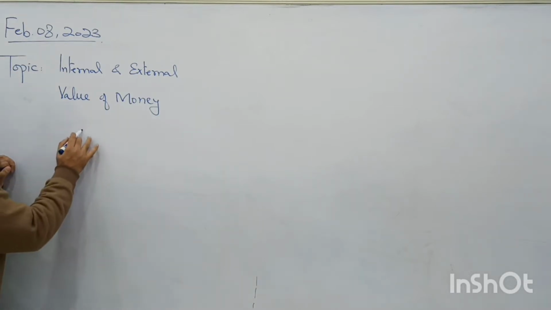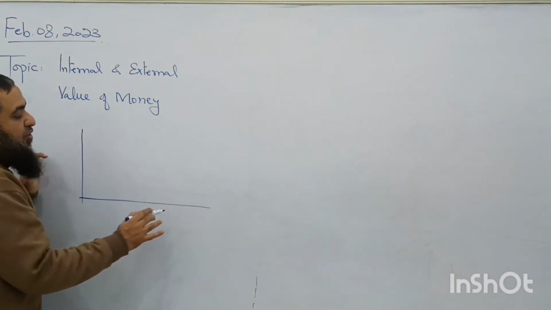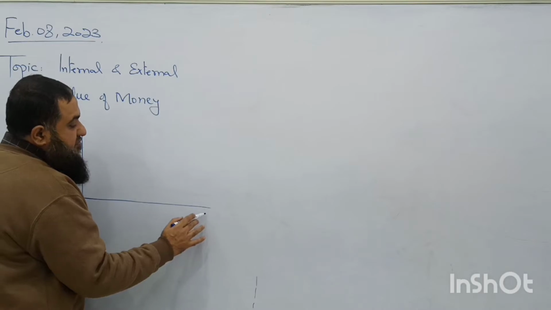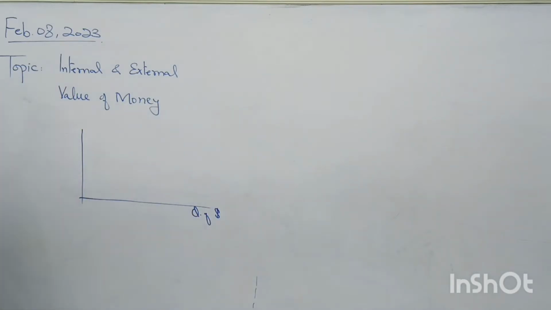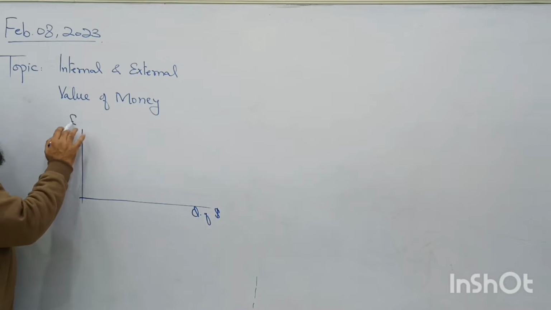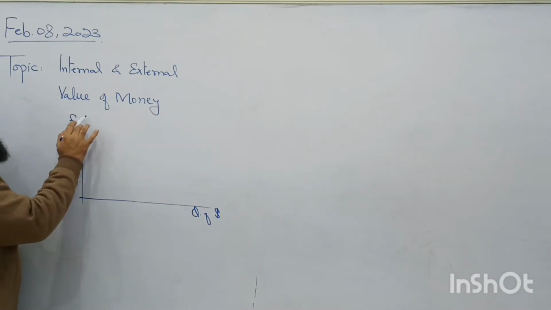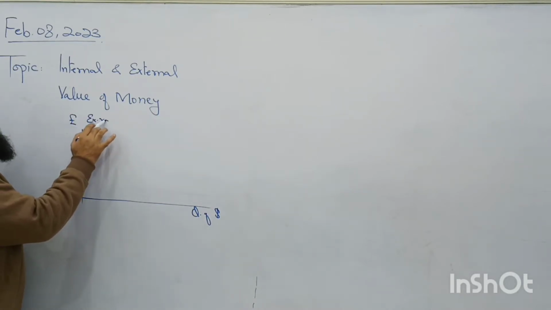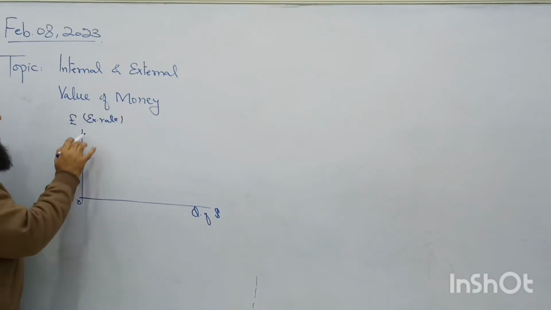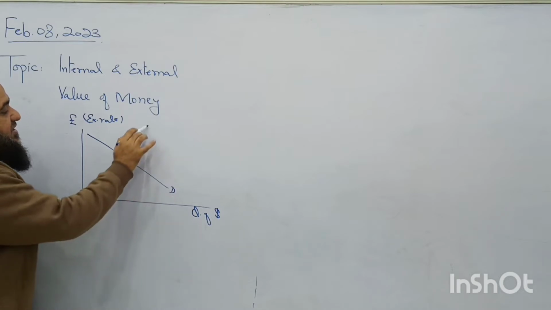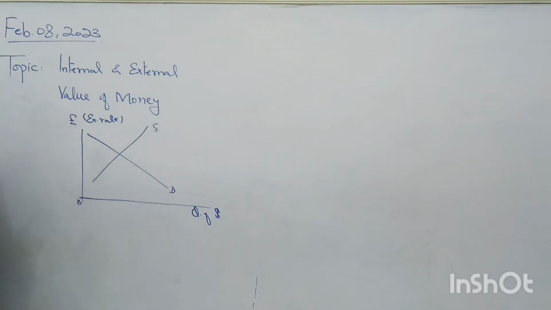Now see over here, suppose we are taking the quantity of dollars. This is the dollar market. For example, we are not in Pakistan but we are in USA, and this is the pound, in terms of which we are finding the exchange rate. Now this is the demand of dollars. This is the supply of dollars.